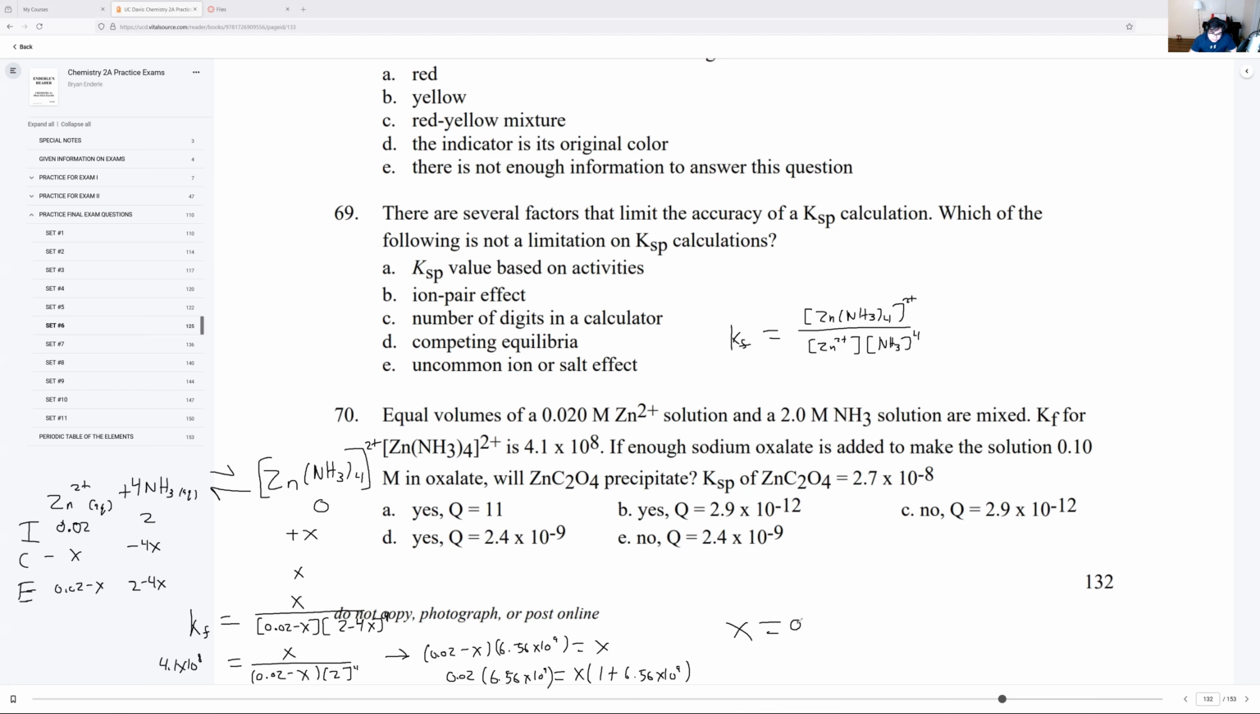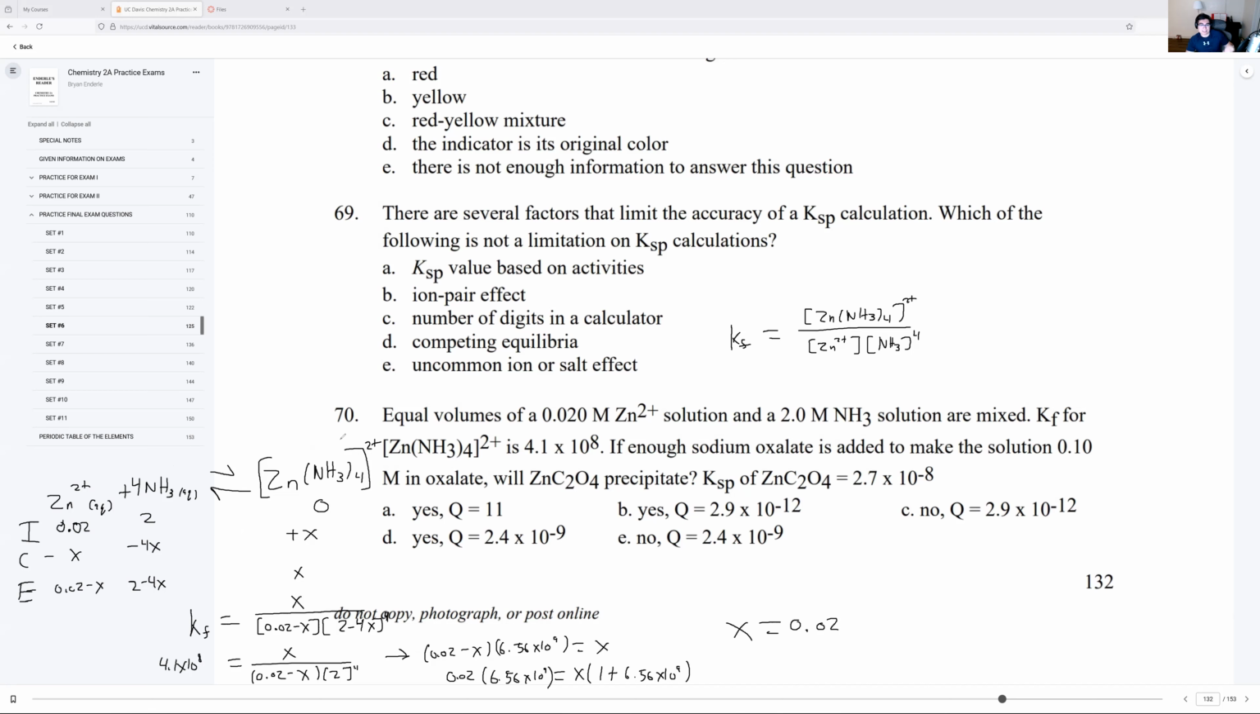I mean, it's much better, but now that kind of raises another question. So that gives us 0.02. And if x is 0.02, that means all the zinc gets used up, right? Because zinc is 0.02 minus x, which means that the Q for the ZnC2O4 is going to be 0, but that's not an answer here. Oh, I missed that, didn't I?